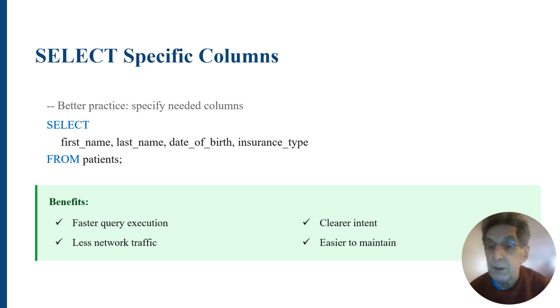Your intent is clearer. Anyone reading this query knows exactly what data it returns, and the code is easier to maintain because the dependencies are explicit. So try to get in the habit of listing your columns explicitly. It's a few extra keystrokes in writing your code, but it's worth it for the clarity and the safety that it provides.